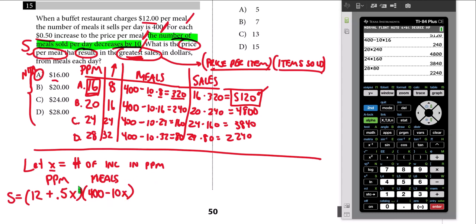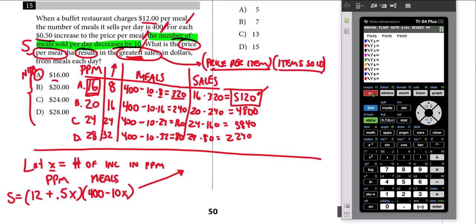So once I have that, there's really three ways that I could go. If you are very calculator savvy, probably the easiest way to go would be to graph this function. So what I'm going to do is I'm going to do 12 plus, I'm putting a parentheses around this, 12 plus 0.5x, end parentheses, new parentheses, 400 minus 10x.